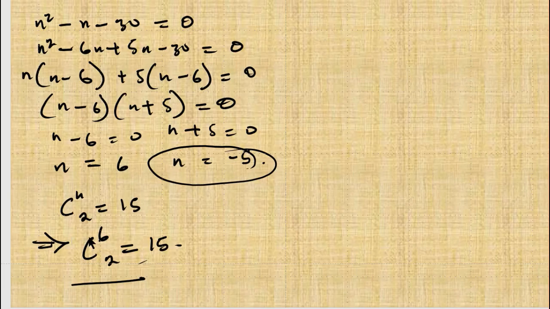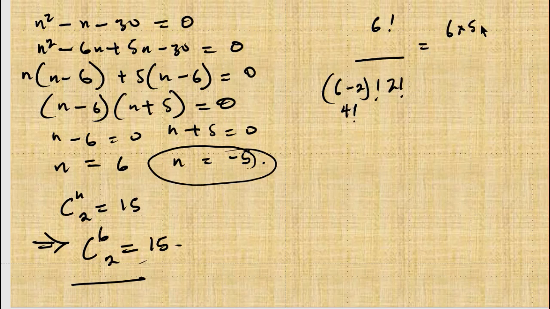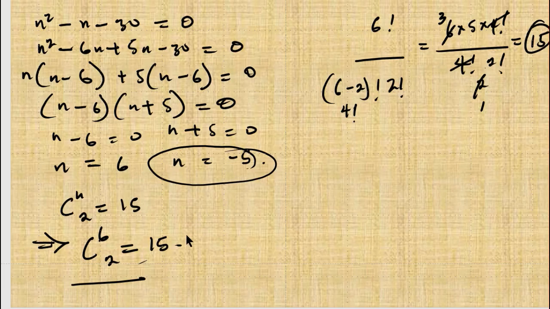Check 6 combination 2. That will be 6 factorial over 6 minus 2 factorial times 2 factorial. 6 minus 2 factorial is the same thing as 4 factorial. I can rewrite this as 6 times 5 times 4 factorial over 4 factorial times 2 factorial. 4 factorial cancels 4 factorial. 2 factorial is the same thing as 2. 2 here is 1, and 2 into 6 here is 3. So that equals 15. That confirms my result. So the value of my n is equal to 6.